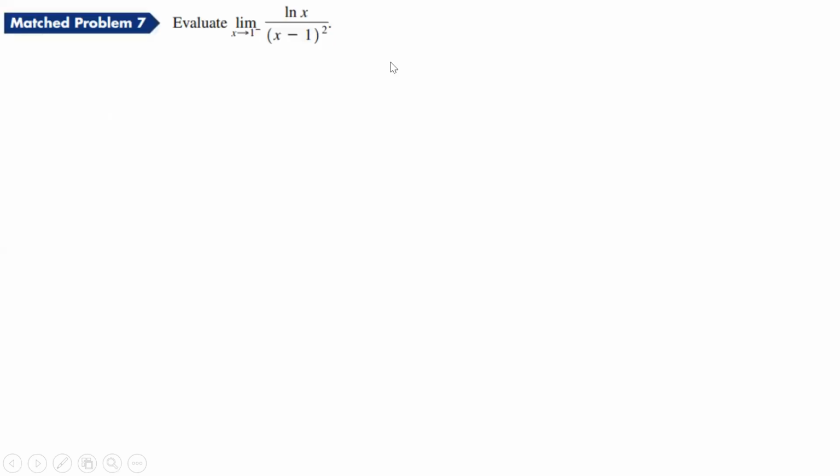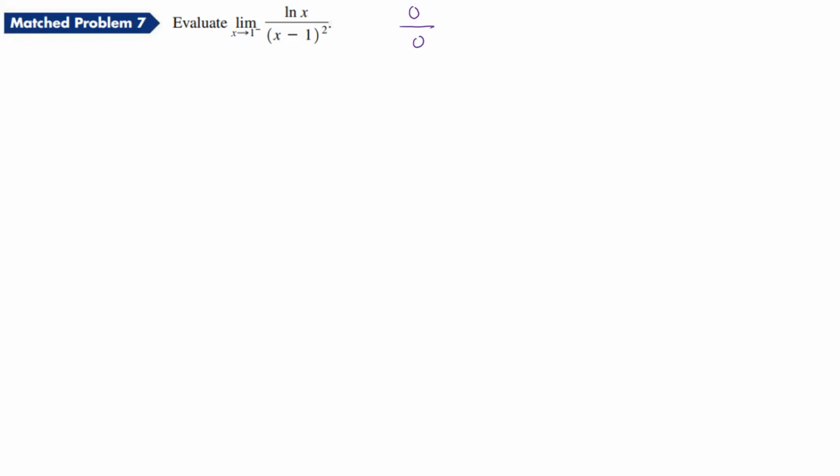What we have here is evaluating the limit as x approaches 1 from the left side of ln of x over (x minus 1) quantity squared. So what happens as we approach 1 from the left? That's going to approach 0 here, because if x is equal to 1, ln x is 0. And if we put 1 in the denominator, we have 0 there as well.